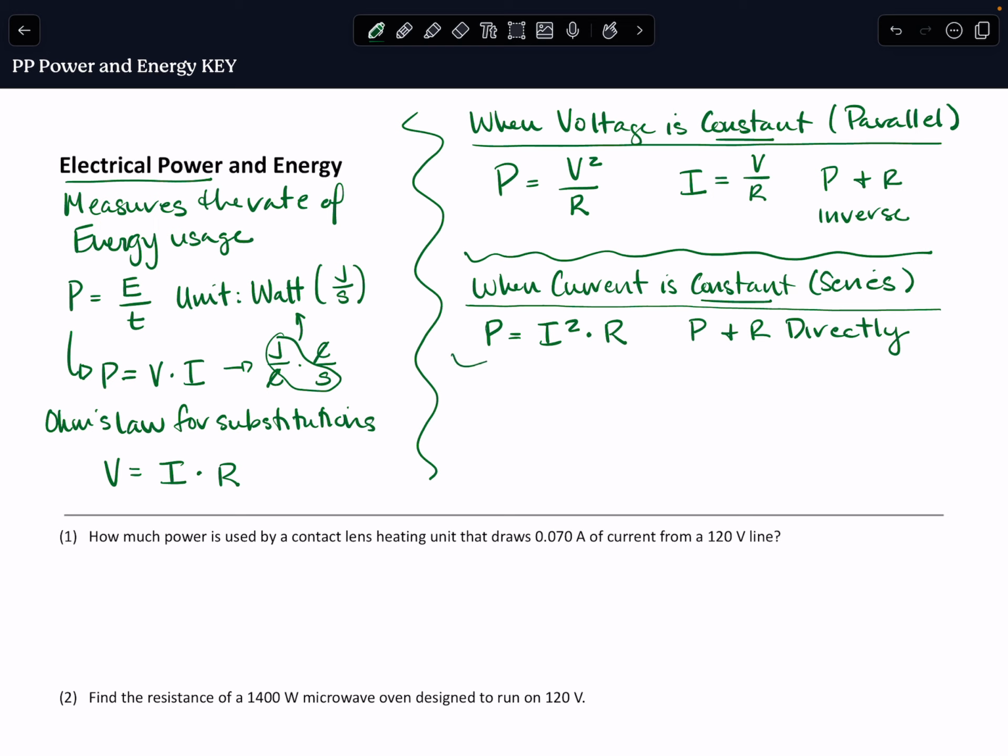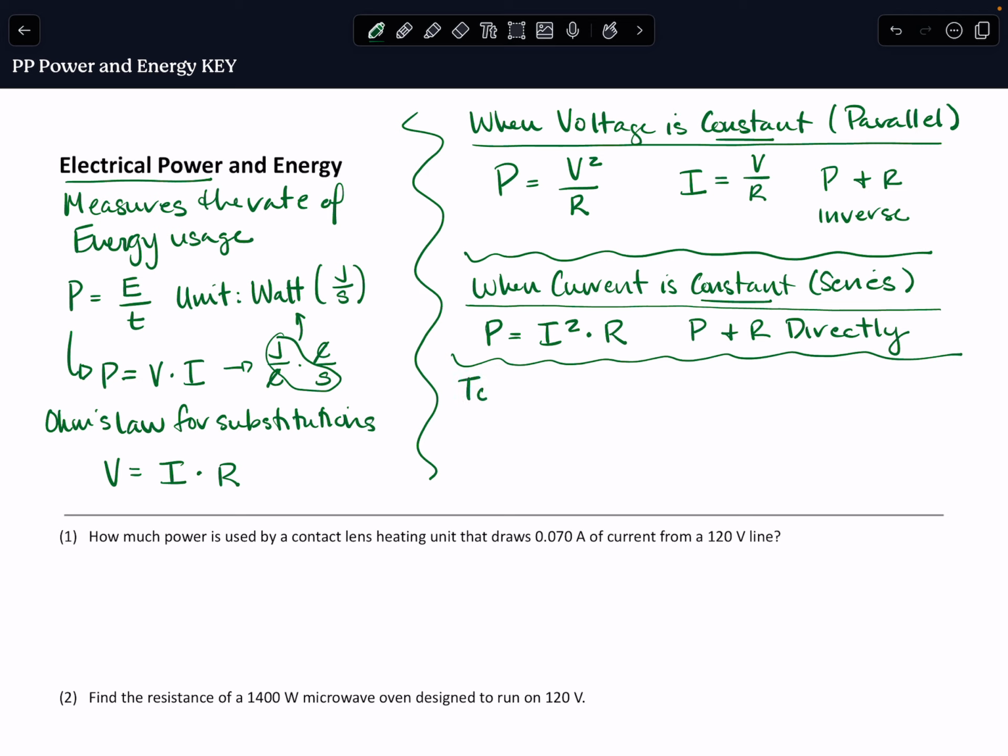So the relationship between those two variables is going to change depending on what is being held constant, the voltage or the current. And that's really important to keep in mind when you're answering questions about power versus resistance. So make sure you pay attention to the problem and that you are clear on what is staying constant, and then use the appropriate formula and that appropriate relationship.